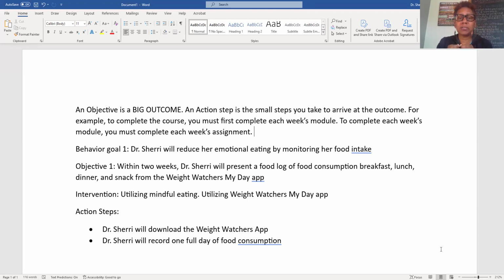It's a smaller measure and it gives the person direction of how to reach this goal that seems too big. It's like chunking it down into these little pieces. The next is that I will record 1 full day of food consumption, right? So before I can get to 2 weeks of logs, I just have to record 1 day.